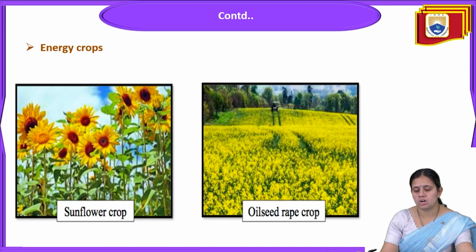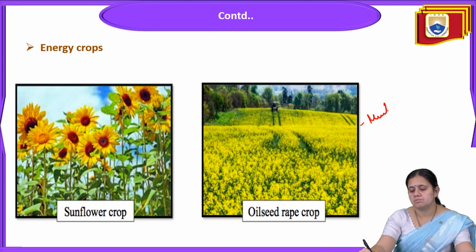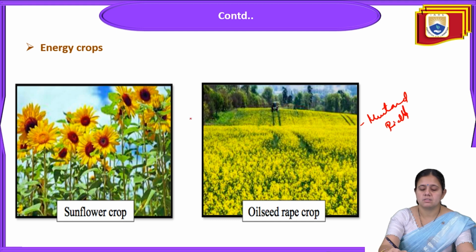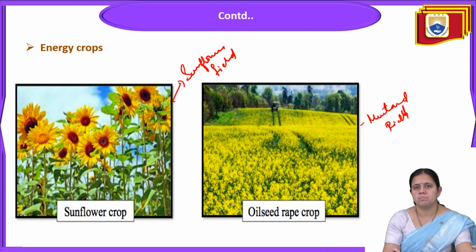Okay. For energy crops, what are the energy crops we are using? First is the sunflower crop and the oilseed rape crop. This is a mustard field, and this is the sunflower field. Both act as energy crops for this feedstock. All of these are given to the biogas chamber for the anaerobic digestion process.